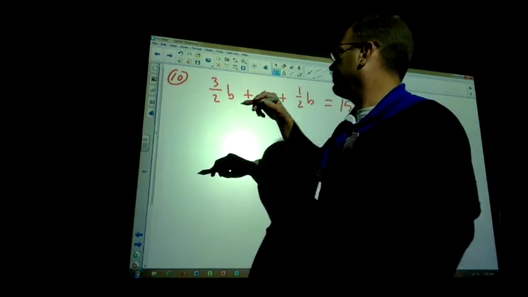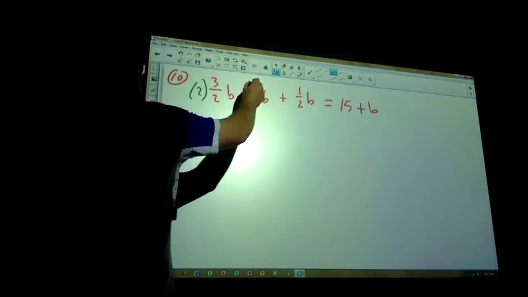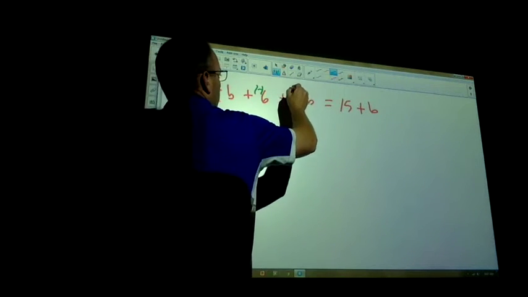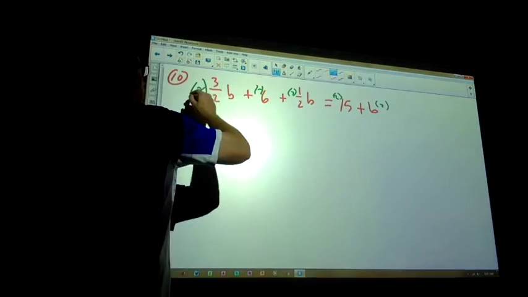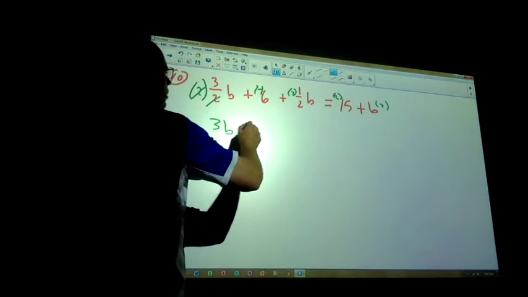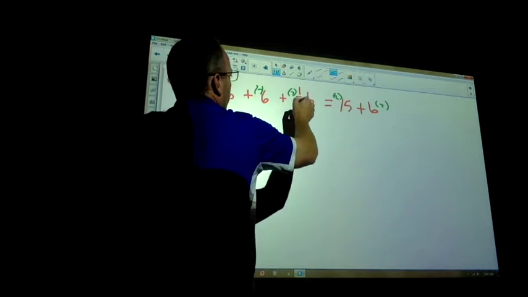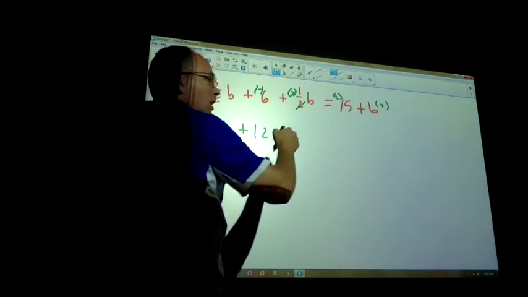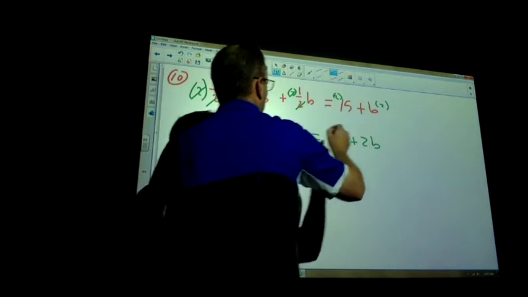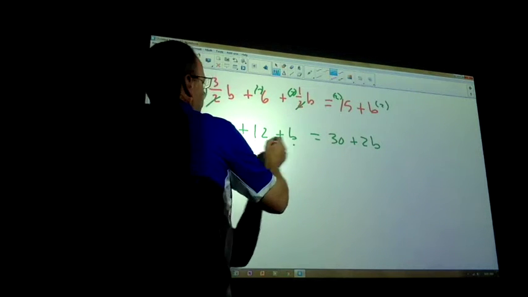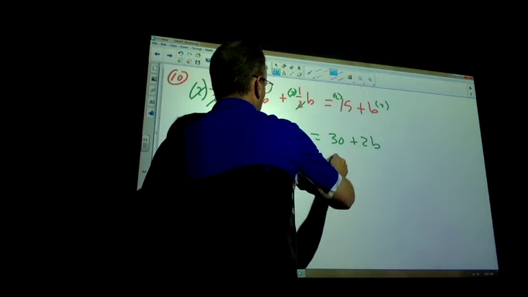All right. So if I were to approach this problem, I would probably say let's multiply everything by 2 over 1. Everyone feel comfortable with that? Yeah. So this cancels this. That's 3b. That's plus 12. Thank you. And that's plus b. 1b is b, right? Okay. And that's 30 and 2b. Okay, so I have 3b plus b. That's 4b plus 12 equals 30 plus 2b.